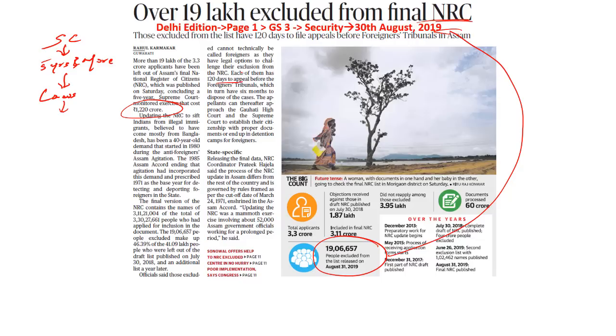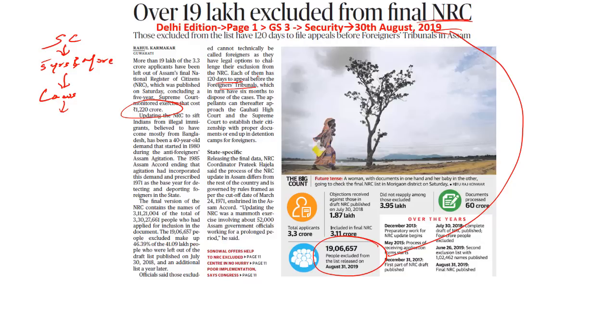So this NRC list is out. Within 4 months from this particular date, they'll have to go in front of the foreigners tribunal. They'll have to provide enough documentation that they have been living in the state of Assam, and then the foreigner tribunals will consider it. In case it is accepted, they'll be included in the NRC list.